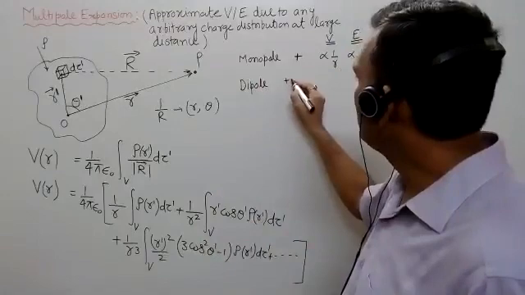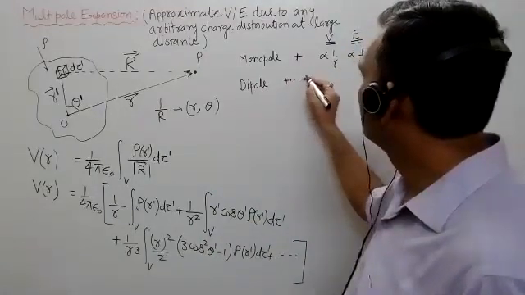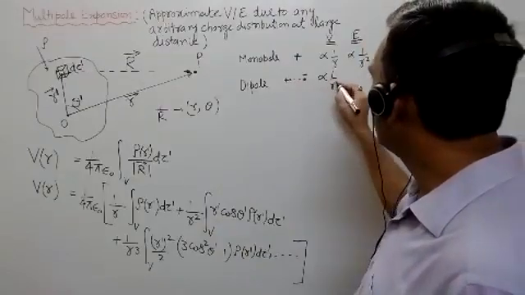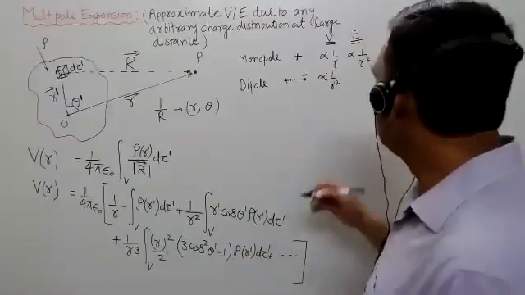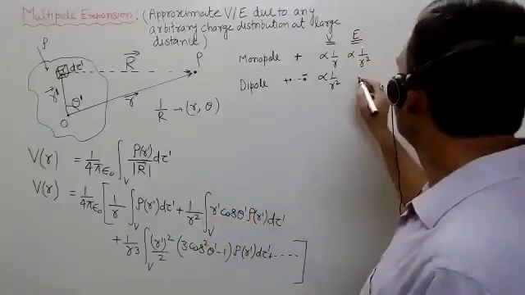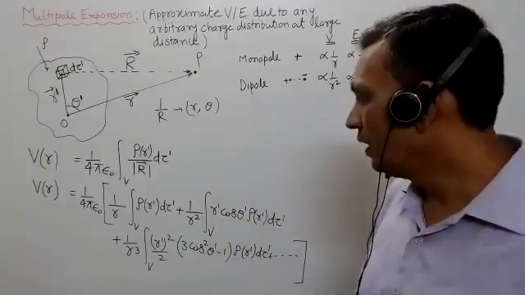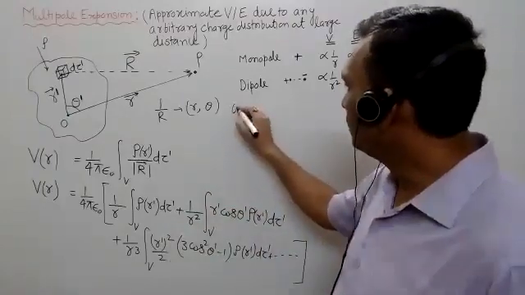So dipole, let us represent by plus minus. And you know in dipole, potential is proportional to 1 by r square. We have discussed dipole, potential due to monopole and dipole, you know. So electric field will be 1 by r cube. Next term is quadrupole.